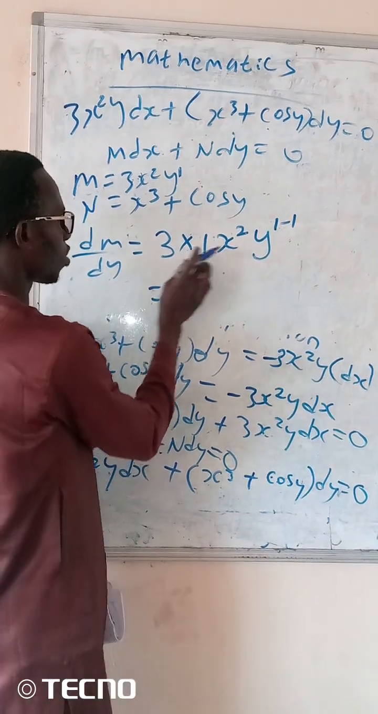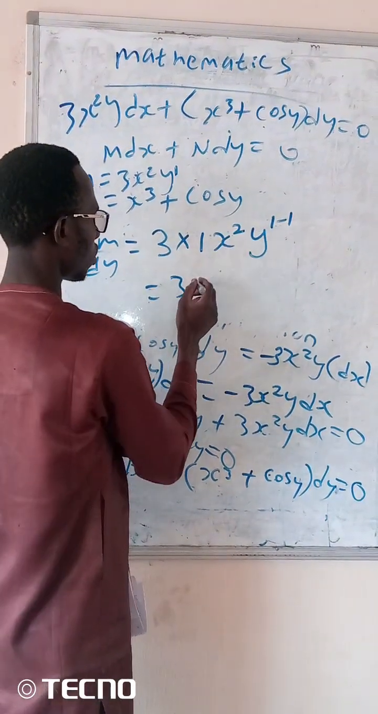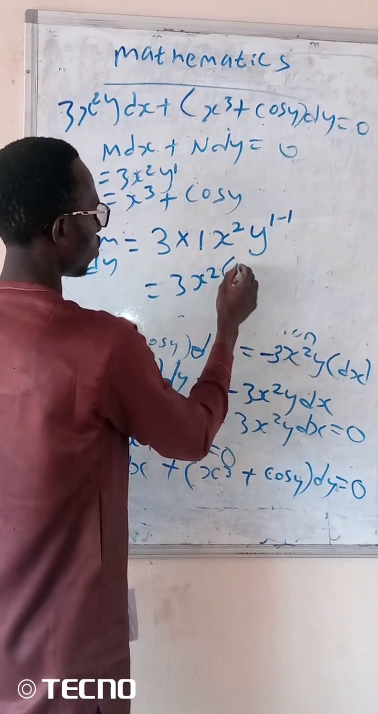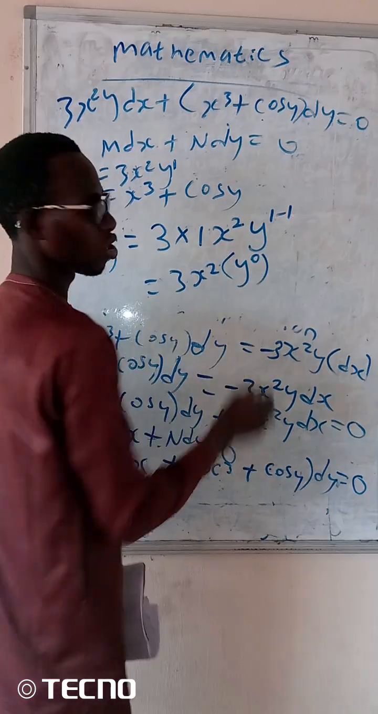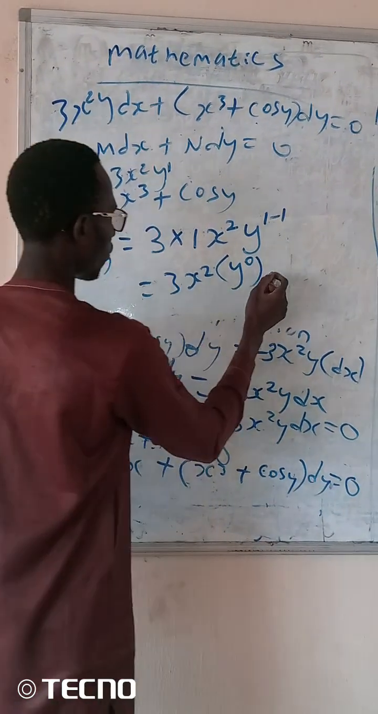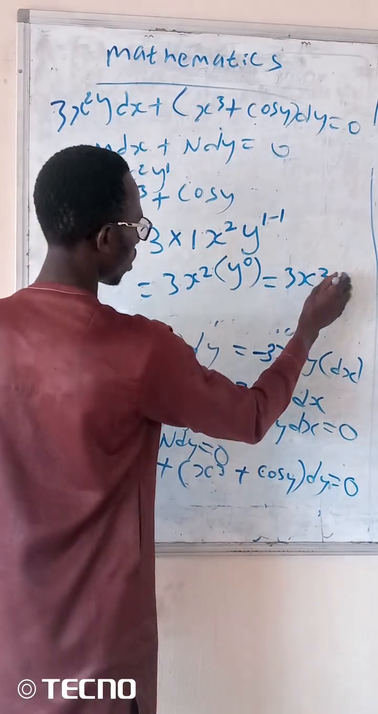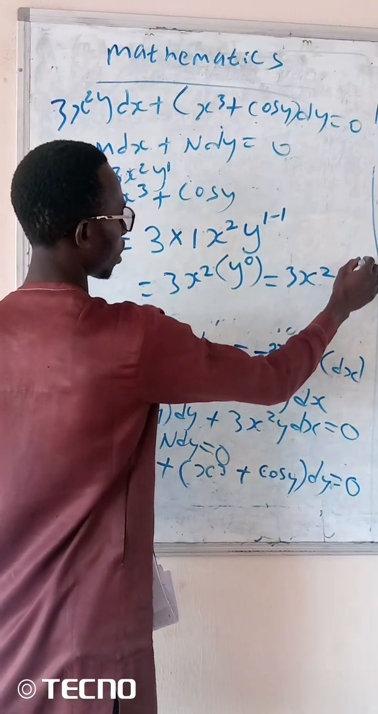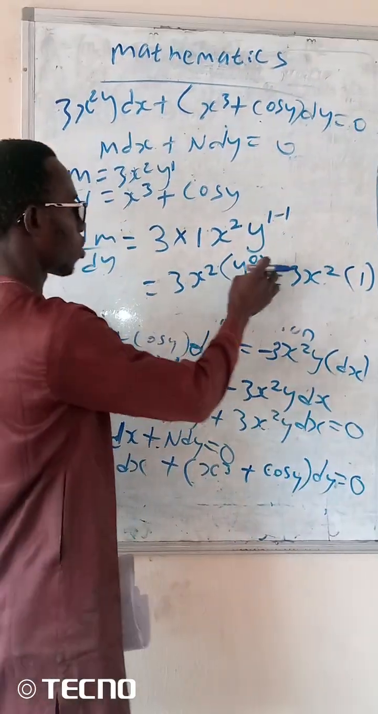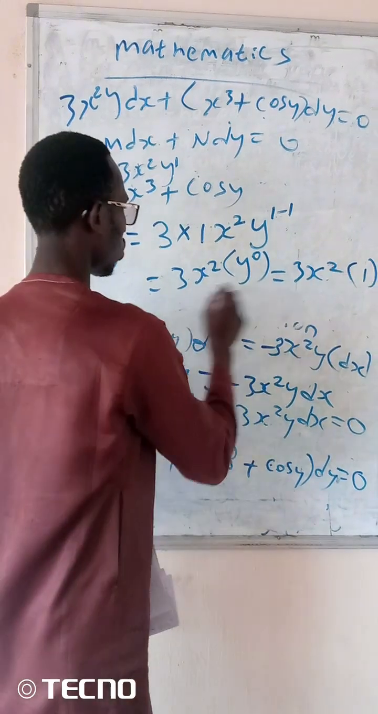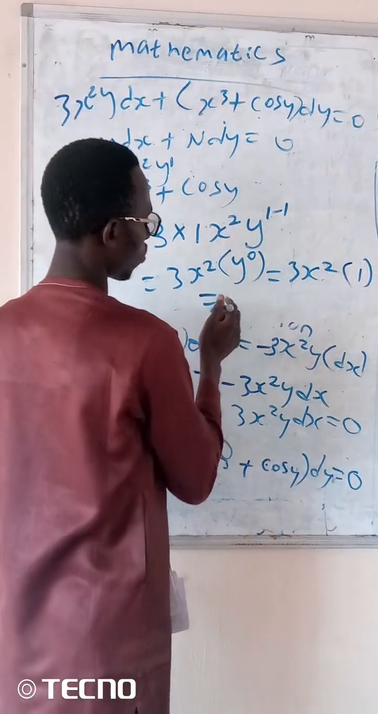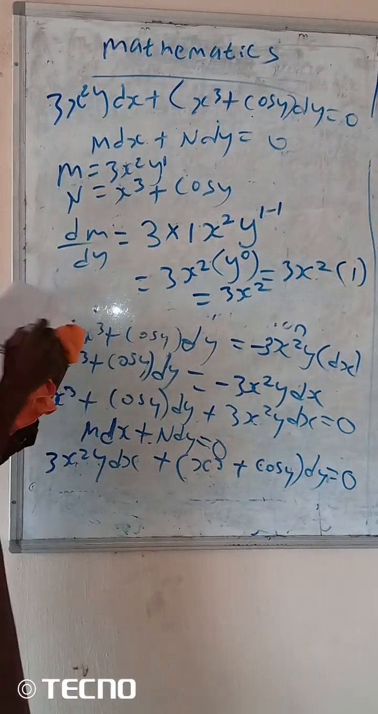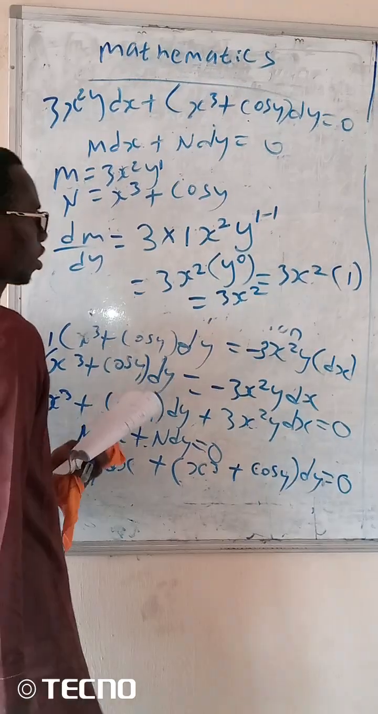So we have 3 multiplied by 1 makes 3. We have x squared, right? And this one becomes y raised to power 0. Have you seen that now? So we have 3x squared. Anything raised to power 0 is 1 according to the law of indices. So y raised to power 0 is the same thing as 1. So of course, when you multiply, 3x squared multiplied by 1 makes 3x squared.